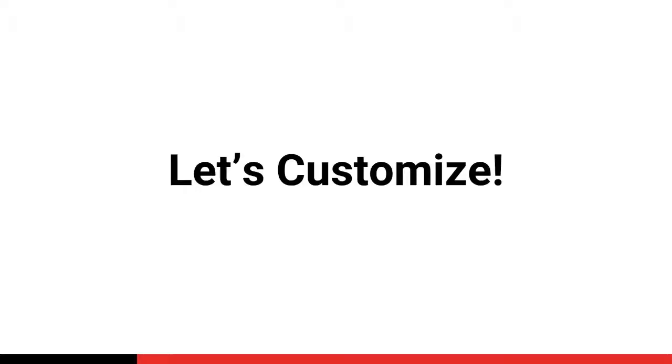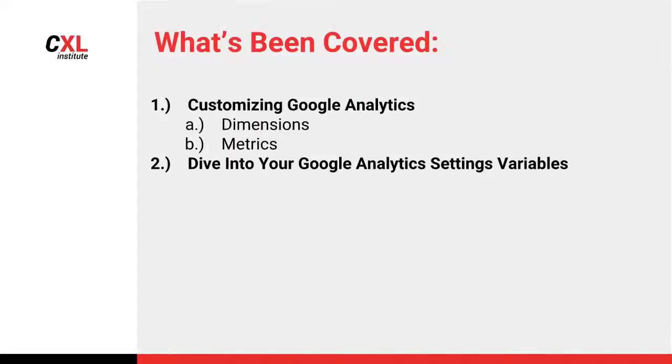Now it's time for you to go forth and customize. Here's what's been covered so far: customizing Google Analytics, Google Analytics dimensions, Google Analytics metrics. We talked briefly about hit scope, session scope, and user scope. You even have product scope if you're pushing through different dimensions or metrics for your e-commerce transactions. For example, maybe you sell t-shirts and you would put in the t-shirt size or the t-shirt color.